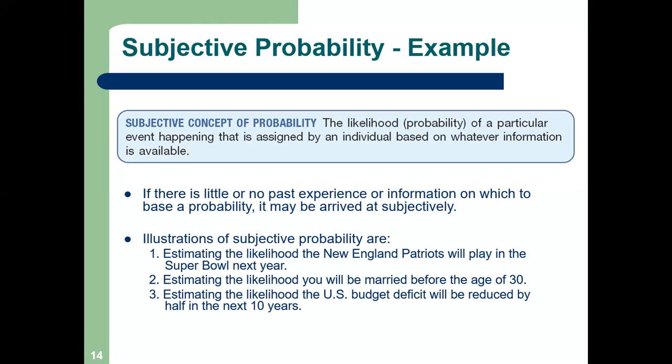So in this example, there are three examples. Number two: estimating the likelihood you will be married before the age of 30. Everyone wants it, but nobody knows. So you don't have any past experience.